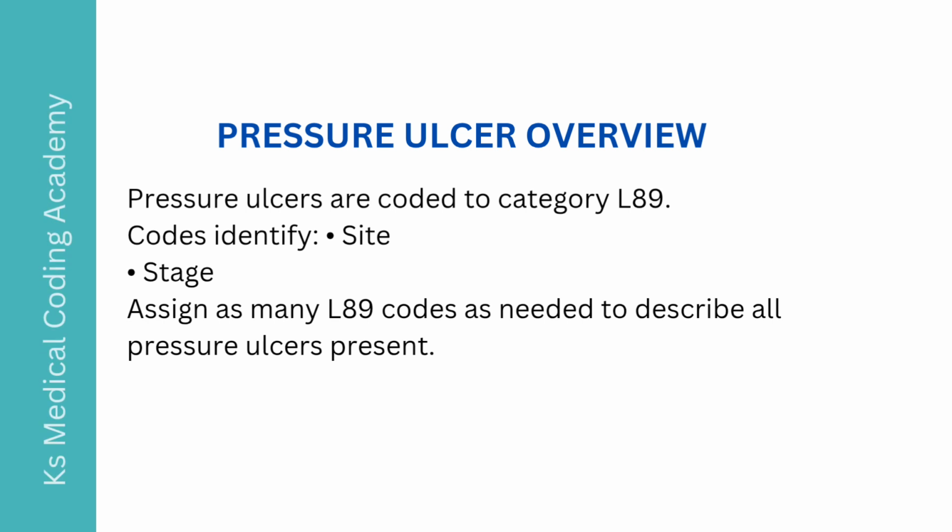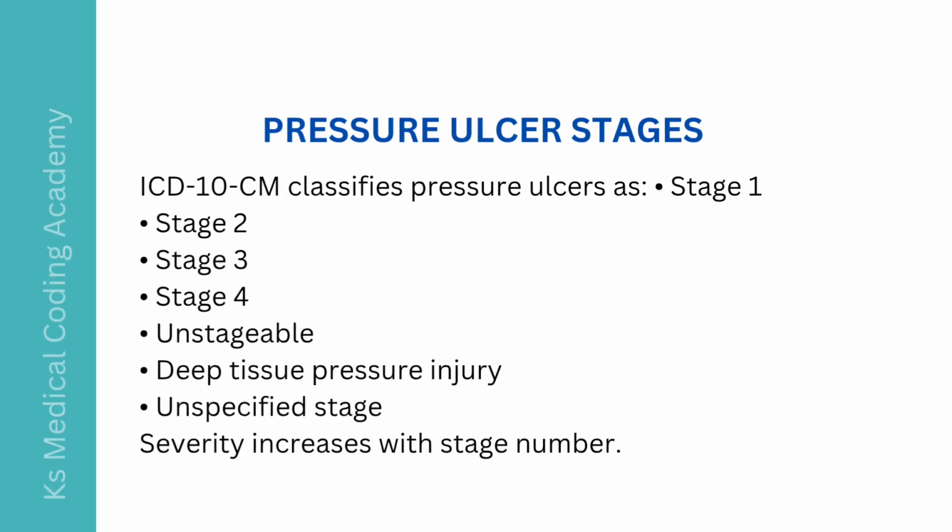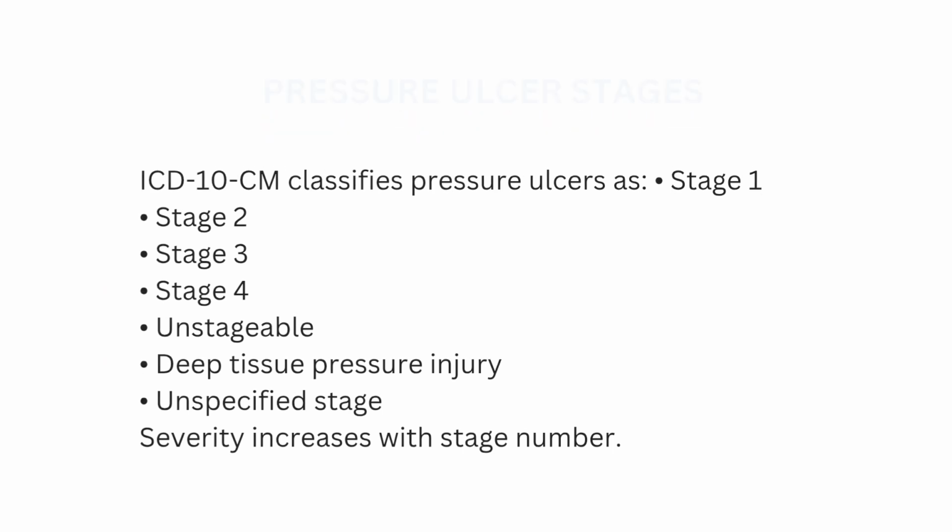Pressure ulcer overview. Pressure ulcers are coded to category L89. Each code identifies the site of the ulcer and the stage of the ulcer. If a patient has multiple pressure ulcers, you must assign as many L89 codes as necessary. Pressure ulcer stages. ICD-10-CM classifies pressure ulcers into Stage 1, Stage 2, Stage 3, Stage 4, unstageable, deep tissue pressure injury, and unspecified stage. As the stage number increases, the severity also increases.